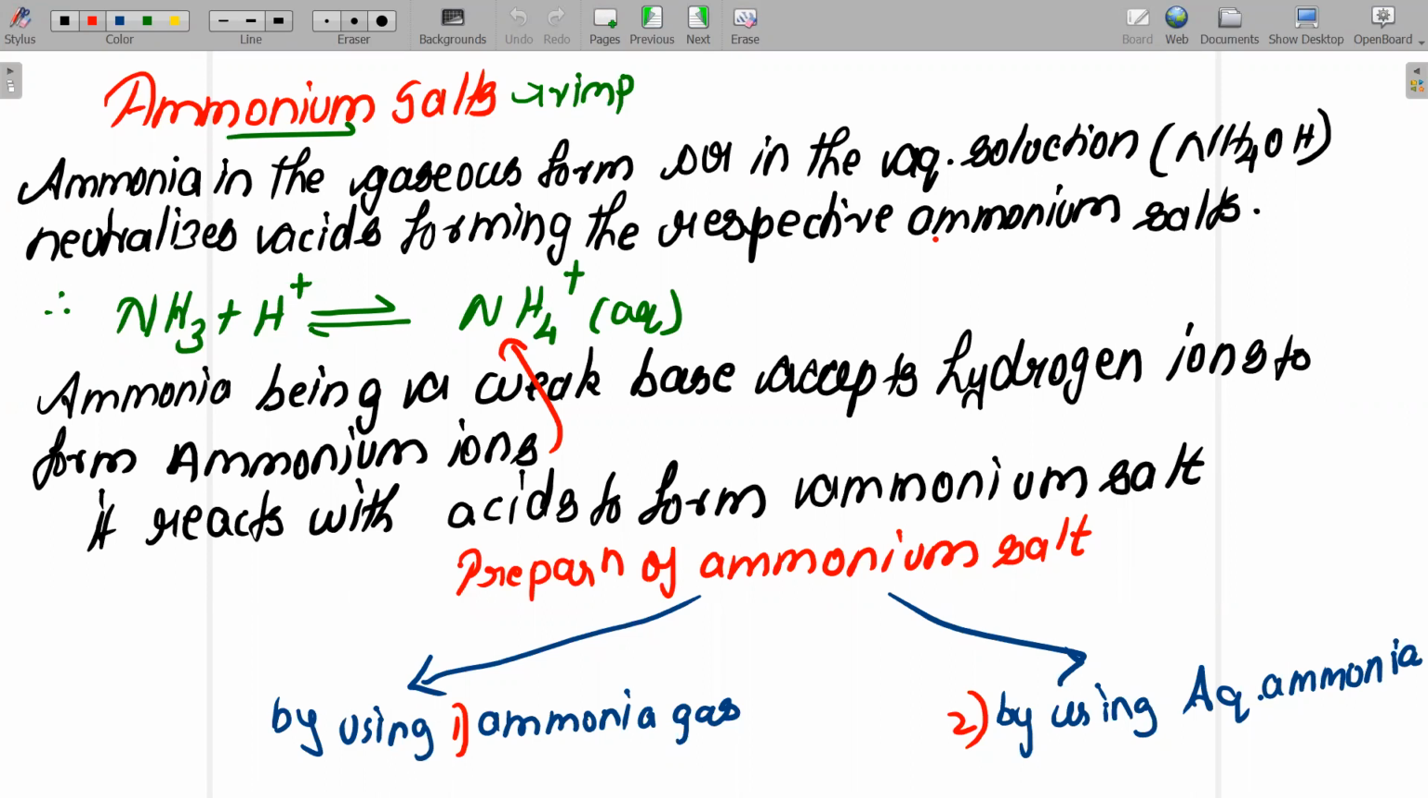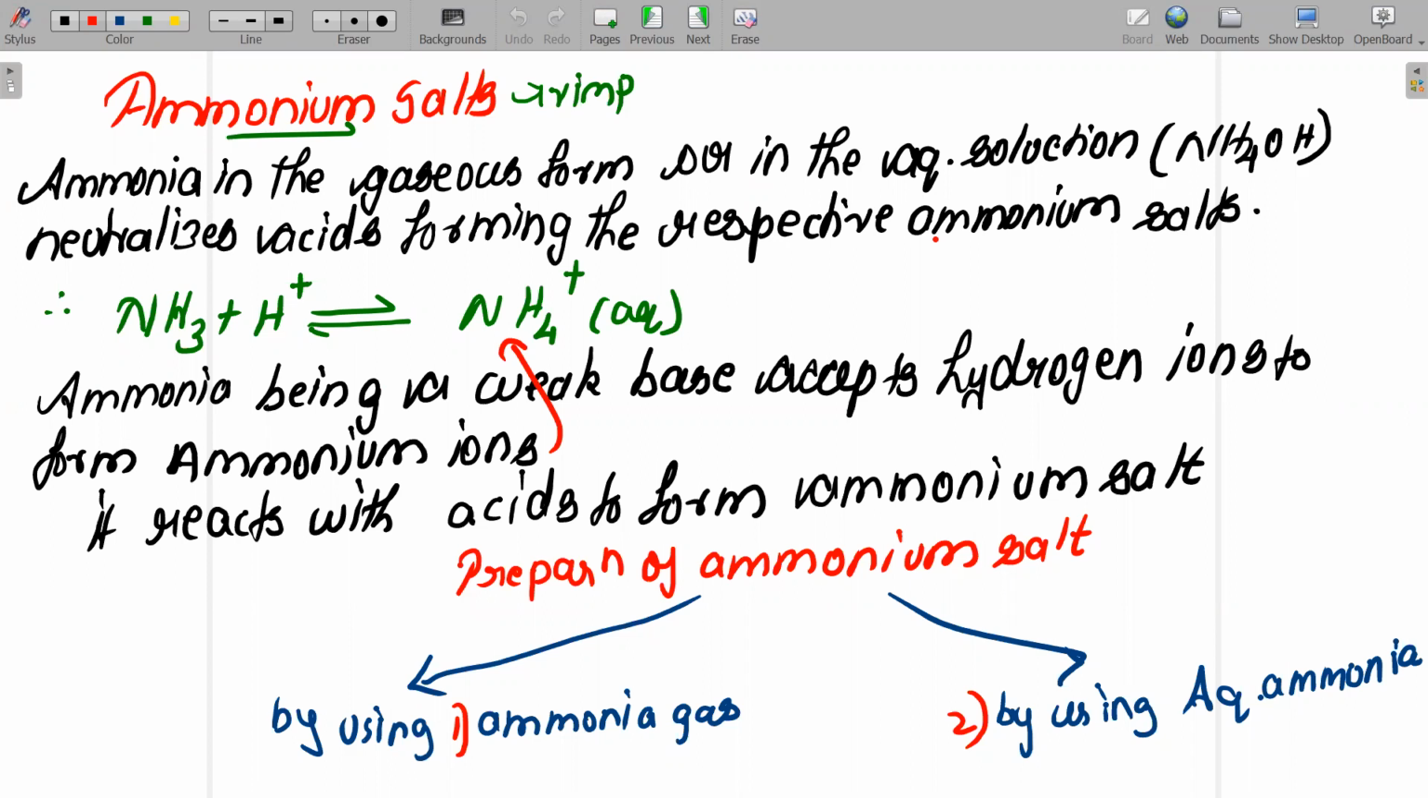So when you consider some ammonia and introduce acid, what happens? It will form an ammonium salt. For example, to NH3, you add H+ ions, then you get NH4+. From this, we can understand that if into ammonia, whether an aqueous solution of ammonia or dry ammonia, we introduce H+, that means an acid ion, you will get an ammonium salt. Ammonia being a weak base accepts the hydrogen ion to form ammonium salt.